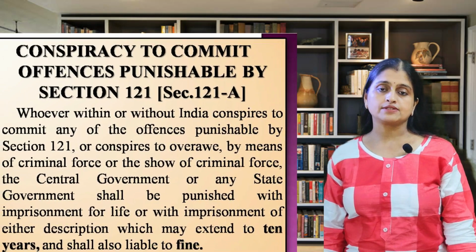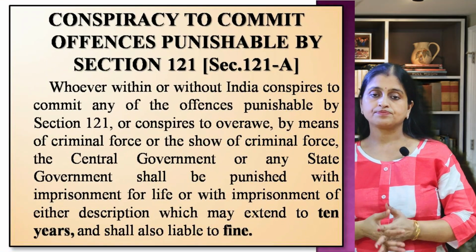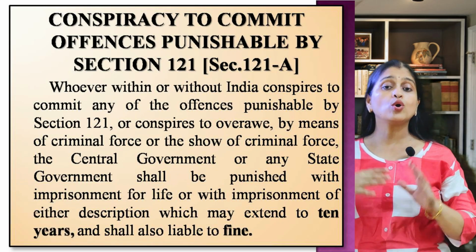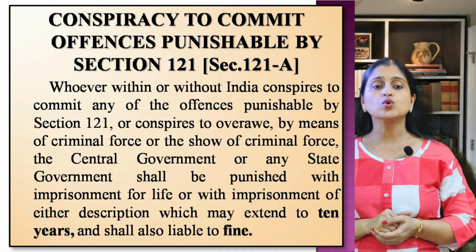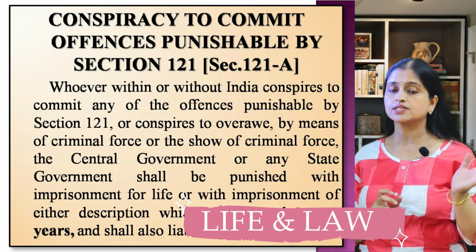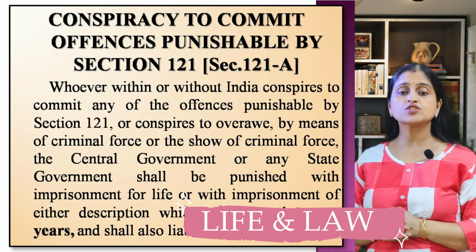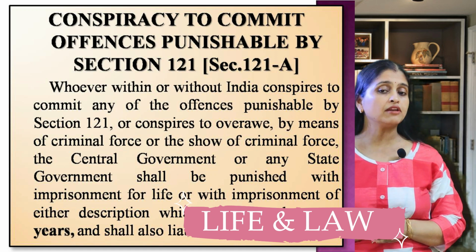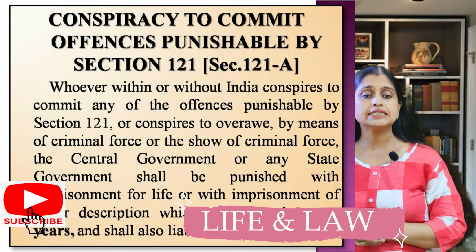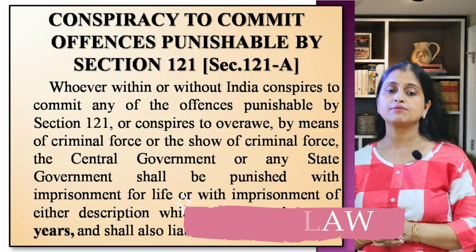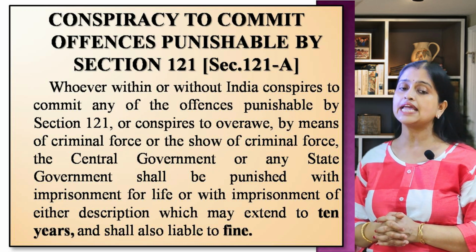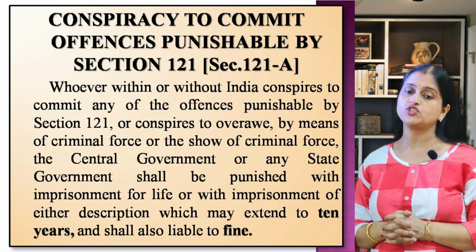Conspiracy to commit offences punishable by section 121. According to section 121A, whoever within or without India conspires to commit any of the offences punishable by section 121, which is discussed in the previous section, or conspires to overthrow by means of criminal force or the show of criminal force the central government or any state government shall be punished with imprisonment for life or with imprisonment of either description, which may extend to 10 years, and shall also be liable to fine.